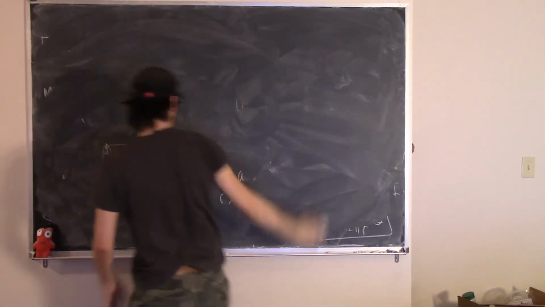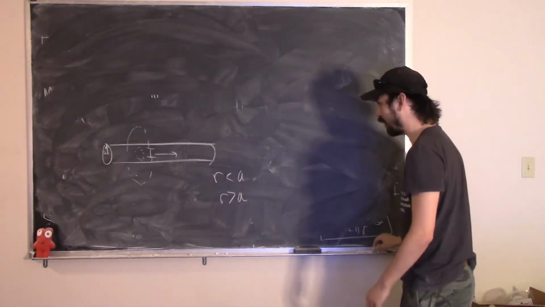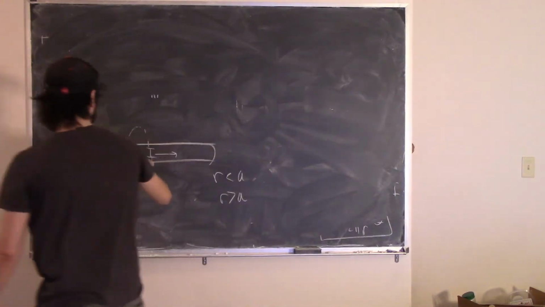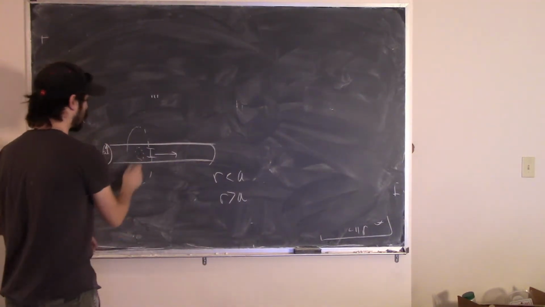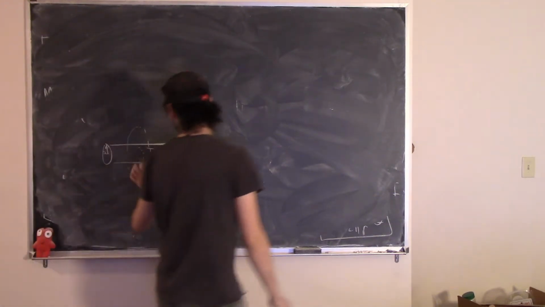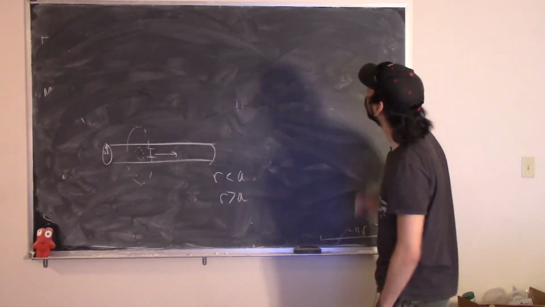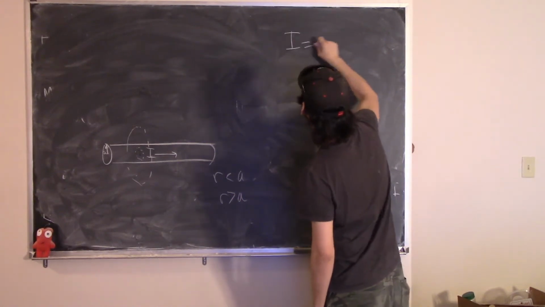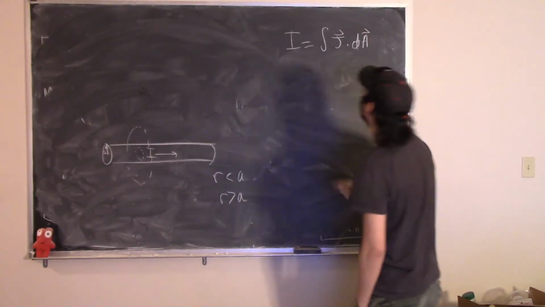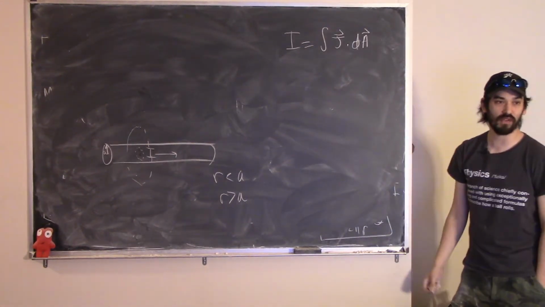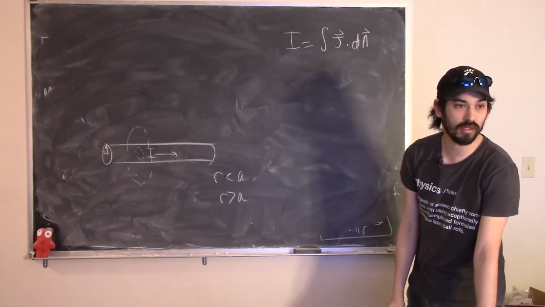So in this region, R is less than A, we see that we're not enclosing the whole current. It's some proportion of the total current. The way that we can figure out what that current is, is to go back to an equation that we've already used, and that's to say that the current is equal to the flux of the current density vector.